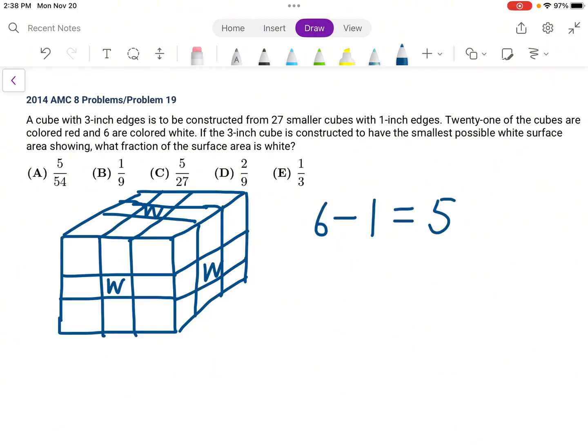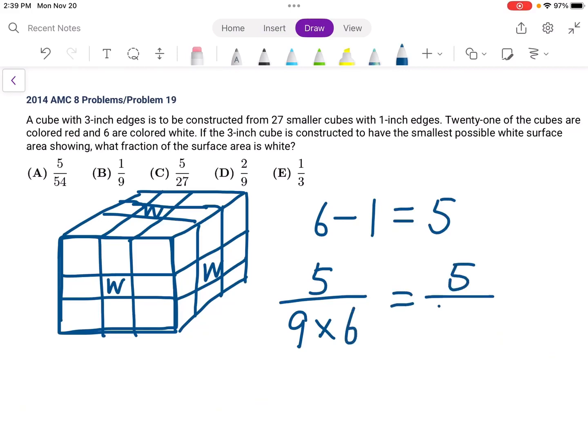So if we count the surface area, 5 square inches will be white, and the total surface will be, for each big surface, 3 by 3, that's 9 square inches, multiplied by the 6 surfaces for the big cube. So that's 5 out of 54. The answer is A.